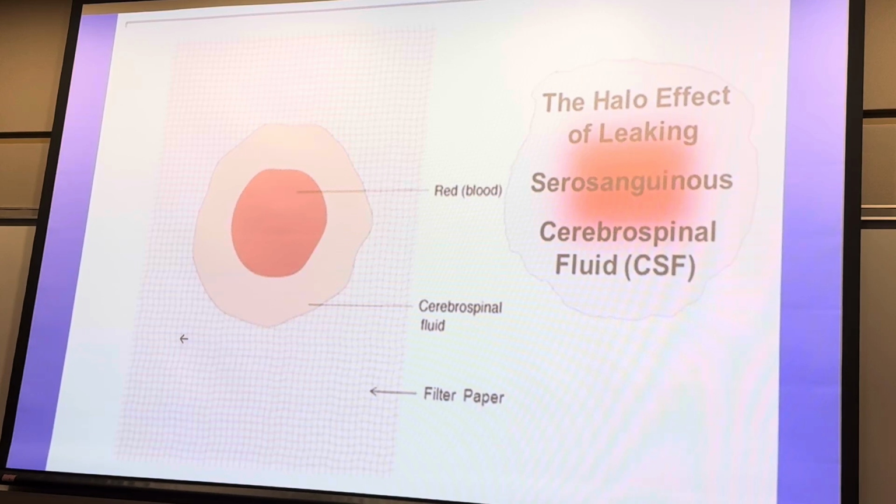And then there's further testing that you can do, but this is that initial phase. You can also get just a glucose monitor and test that drop of blood. If it has a high sugar content, then you can potentially have some CSF mixed in with it as well.